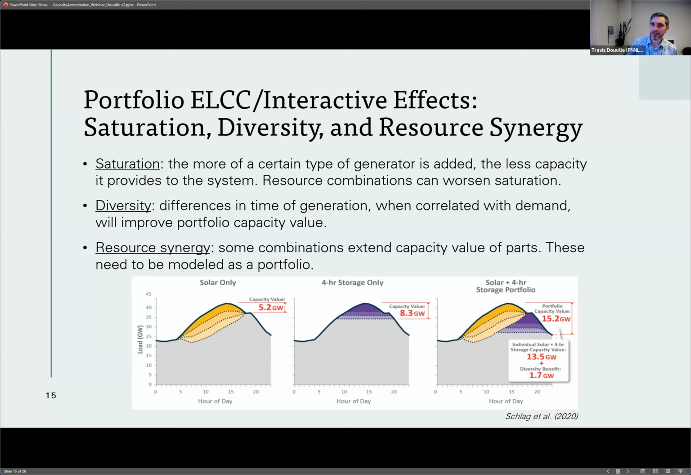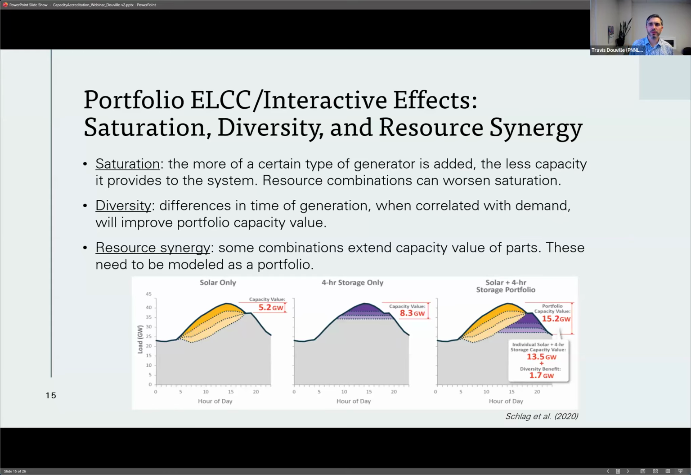But if you think about net load peak hours and the ability of a resource to complement a decreasing solar capability as the sun sets, you can start to understand how diversity of resources can be a powerful way to enhance portfolio capacity value.